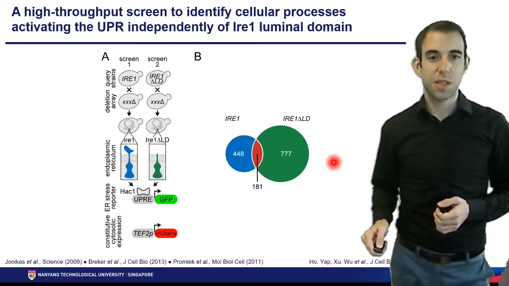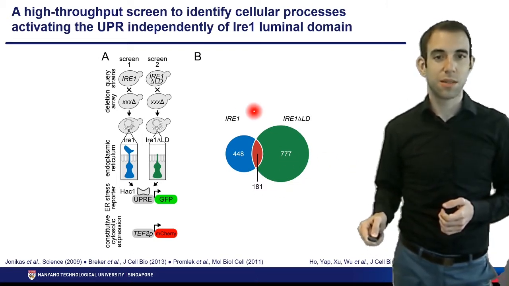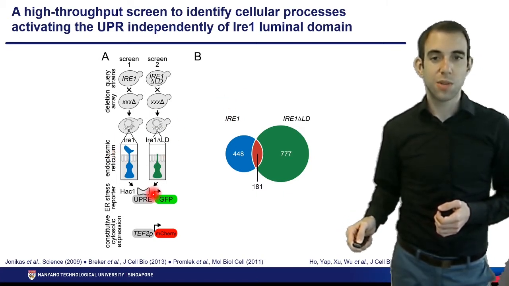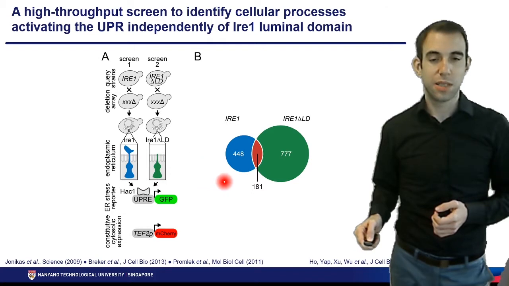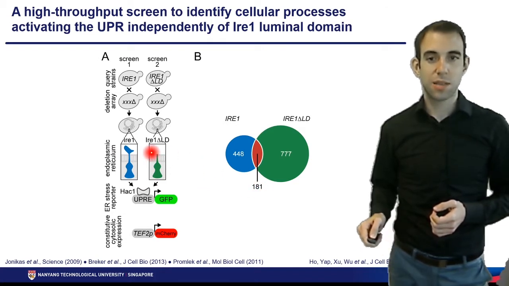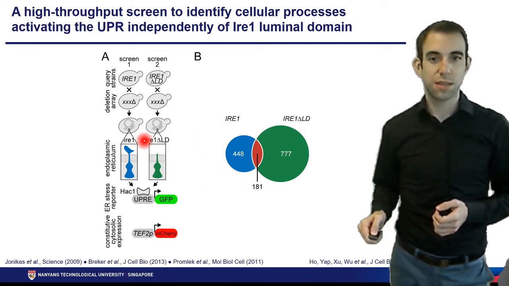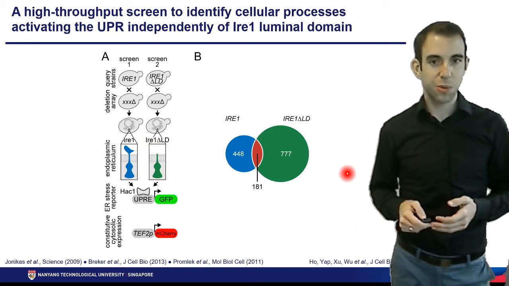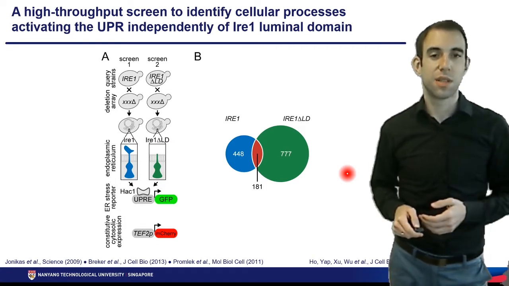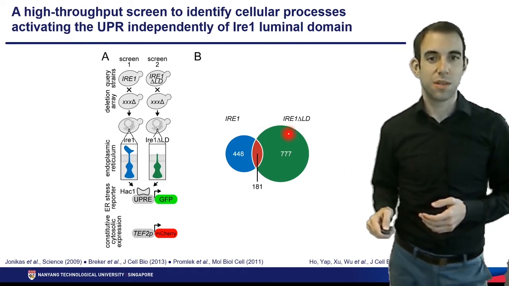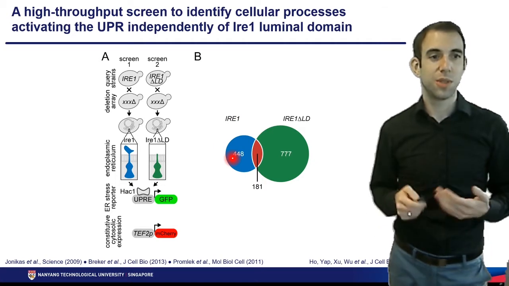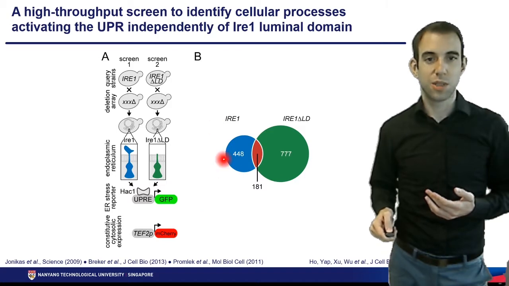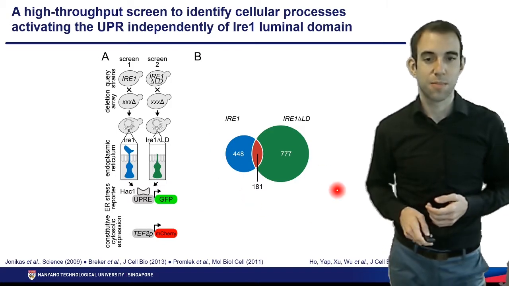Another reason can be that from the defects here, Ire1 full length is being inhibited through the luminal domain, and you don't see this inhibition from Ire1 delta LD. And finally, it could be that somehow the luminal domain in these defects is required to restore the ER homeostasis in basal conditions, perhaps to make sure that the folding of proteins occurs. But it's not sufficient to see a UPR activation with the full length when you have these defects.